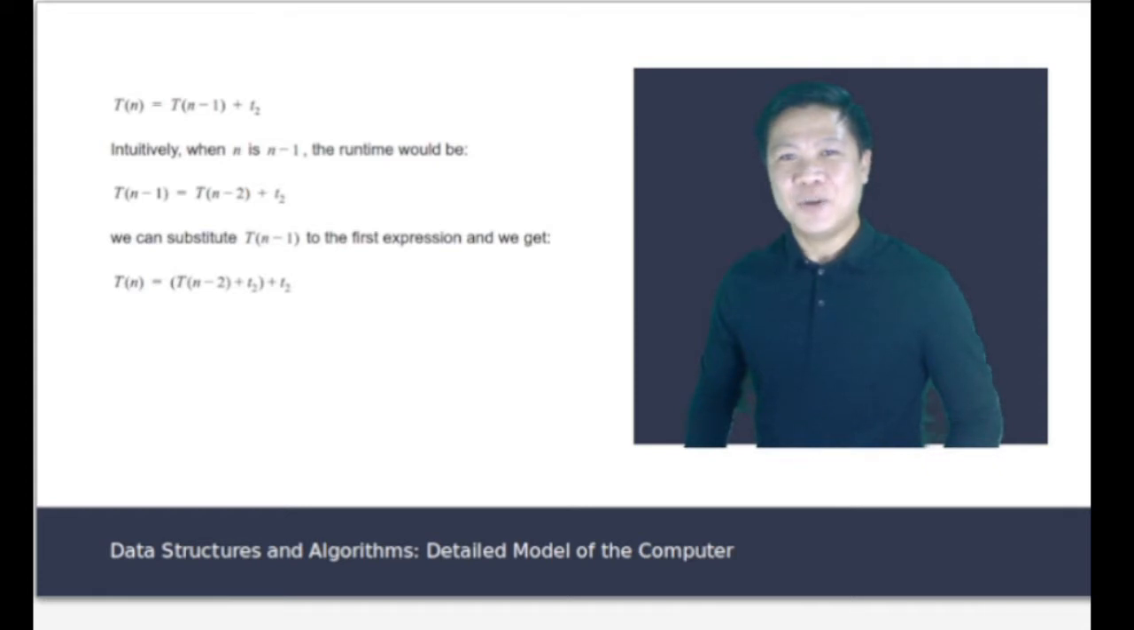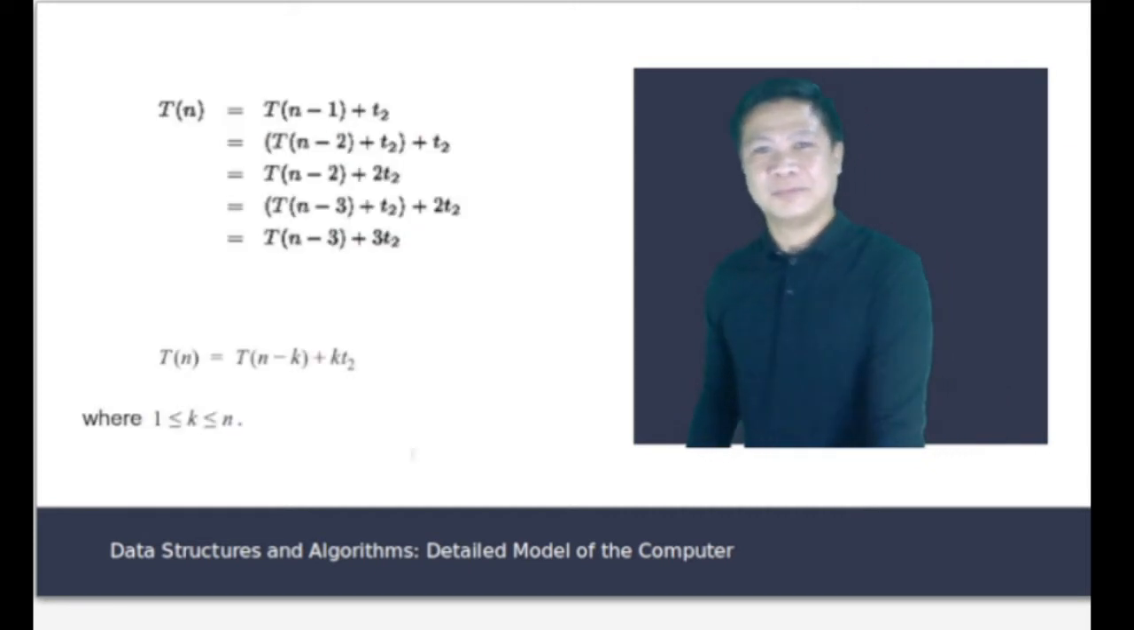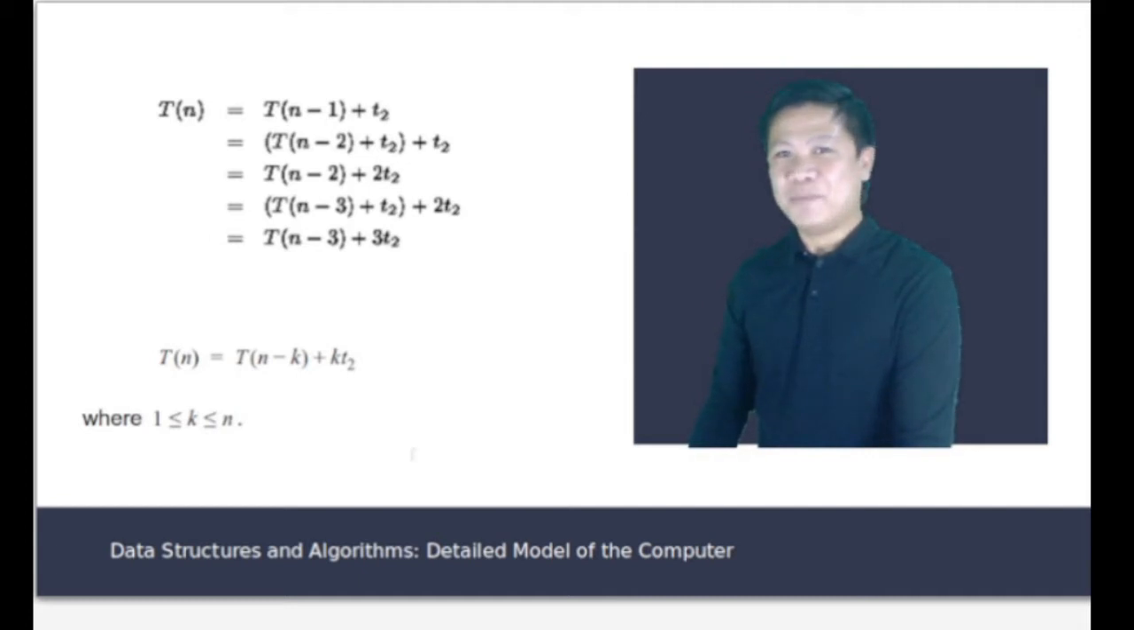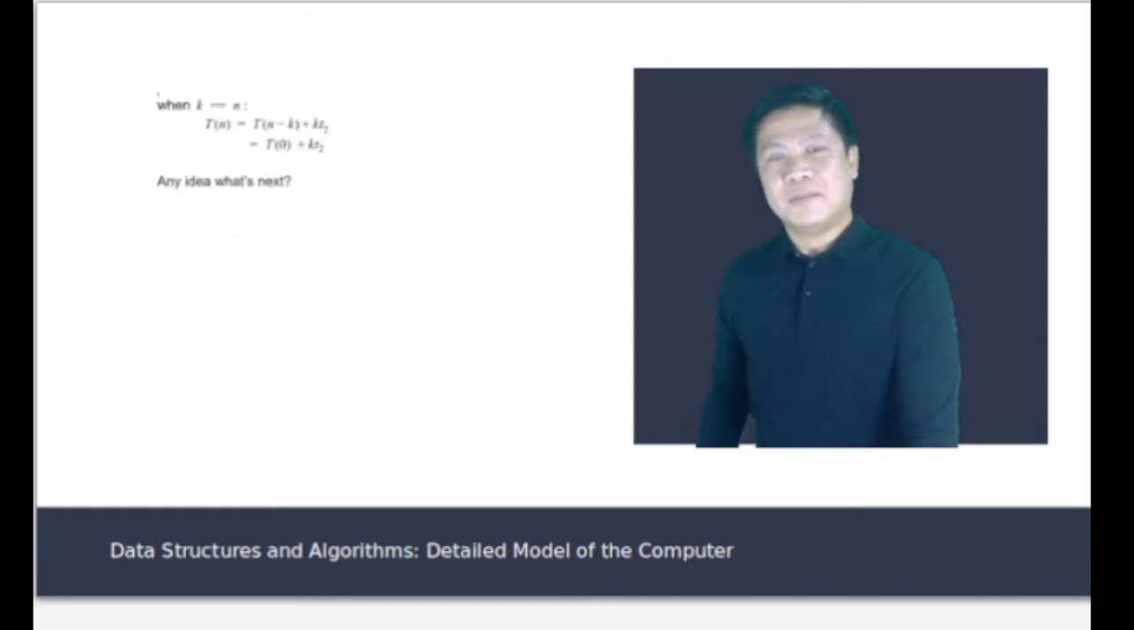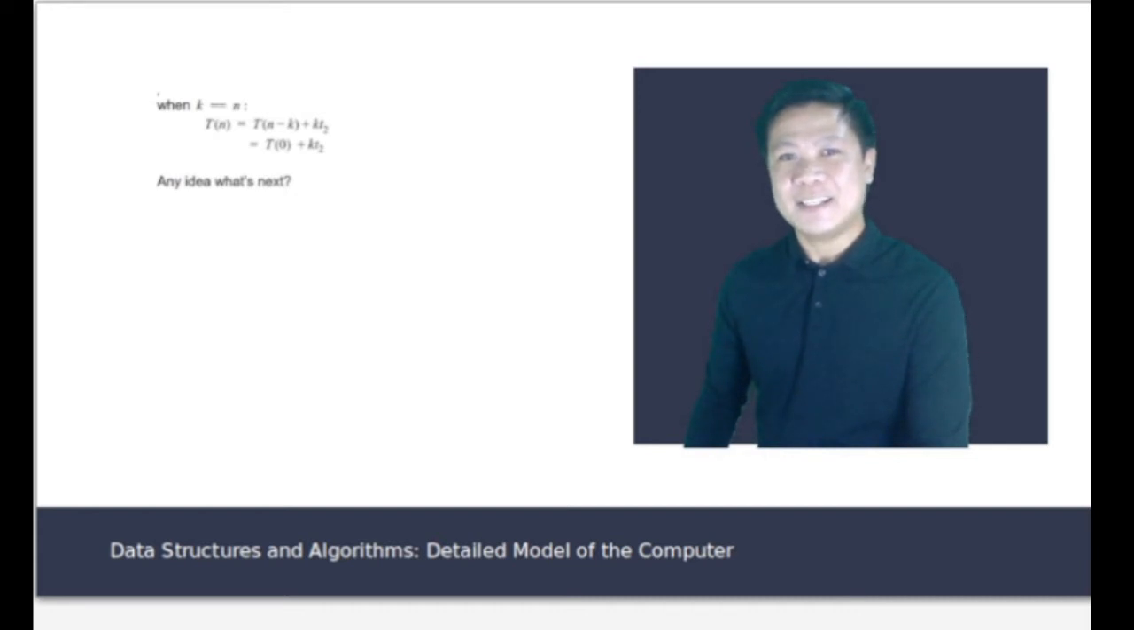I know, right? We can further this process by repeatedly substituting the runtime T of n with the runtimes for smaller values of n. At this point, try to observe the pattern that is emerging. Can you point this out? Well, the obvious pattern is the coefficient. Let us assign k for it. C of n is equal to C of n minus k plus k times t sub 2, where k is greater or equal to 1 and less than or equal to n.